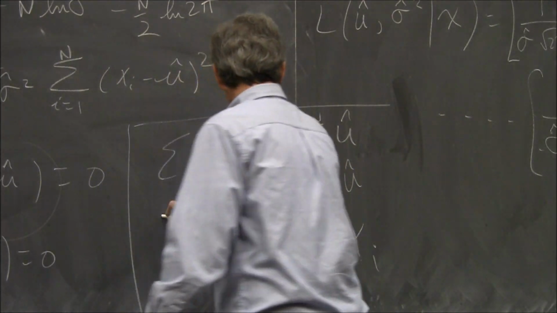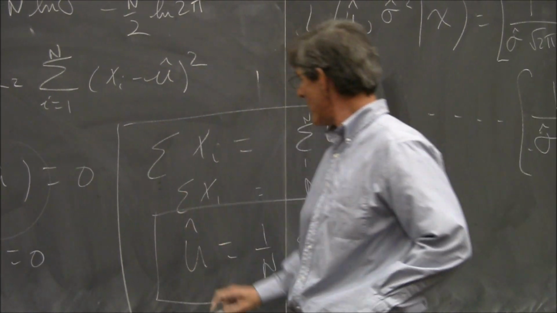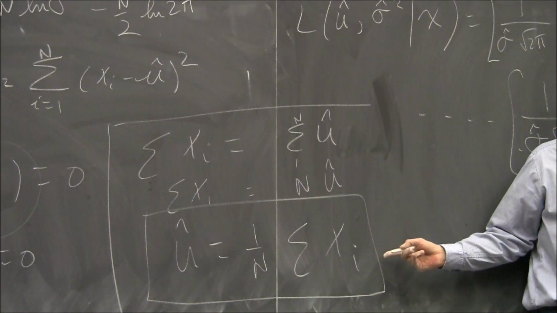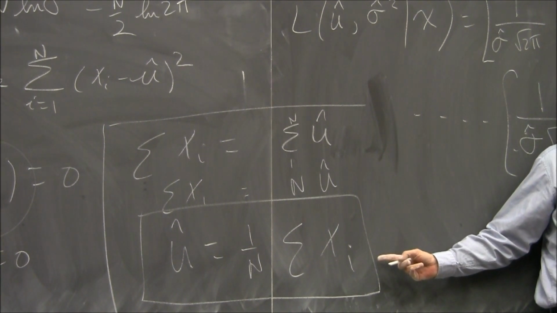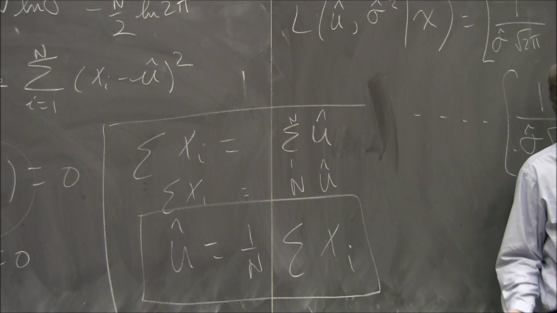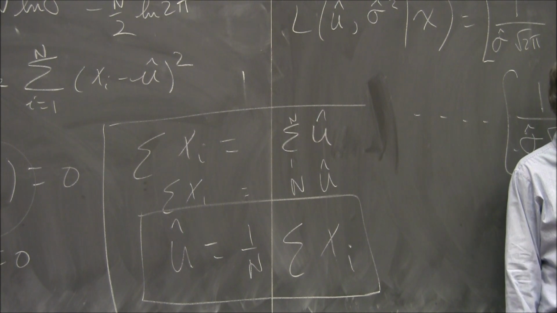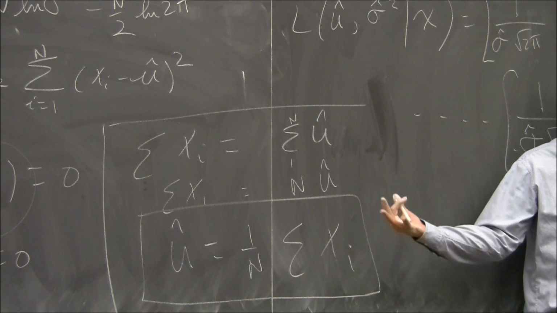So what's your estimator for the mean? Surprise, surprise. It's the sum of the xi's over n. That's the maximum likelihood estimator of the mean. That's a way to get that estimated. Exactly what you've been using.